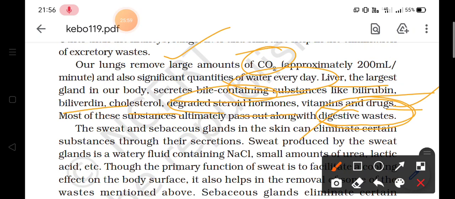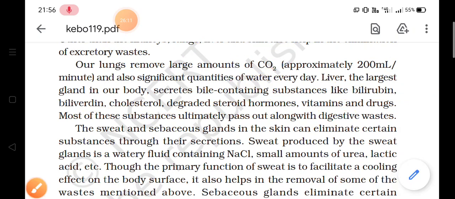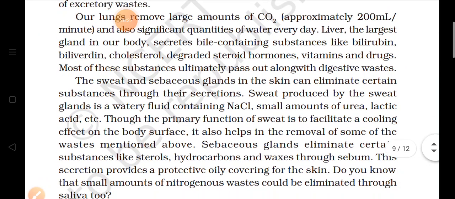We know that sebaceous glands are present under the skin, and these sebaceous glands eliminate secretions. The sweat is produced by the sweat glands, and from the sweat glands watery fluid comes out, which contains sodium chloride and some urea, lactic acid, etc. And we know that the function of sweat is to maintain the body temperature, but along with the maintenance of body temperature, wastes are also removed from these sweat glands.